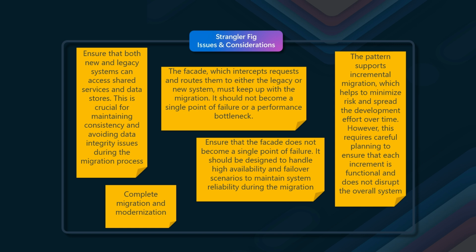Client updates. So running two separate versions of an application means that the clients need to be updated to know where the particular features are located. This can add complexity to the migration processes, as each client must be aware of the changes and adapt accordingly.